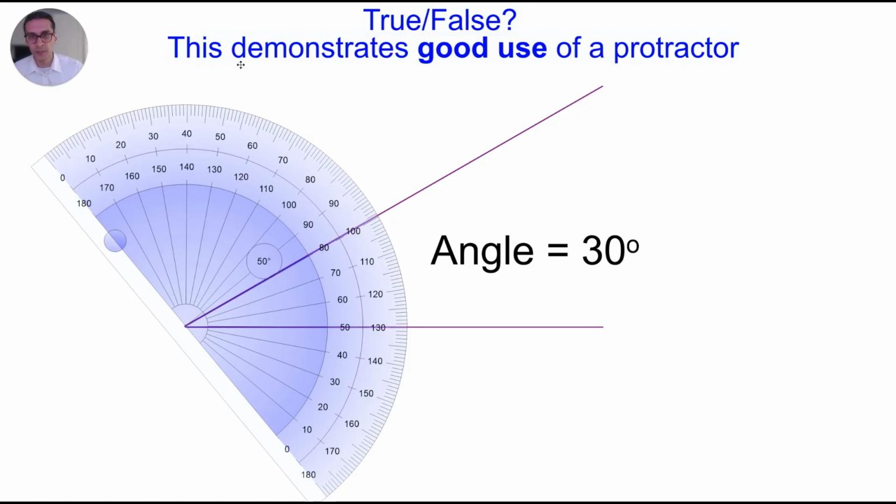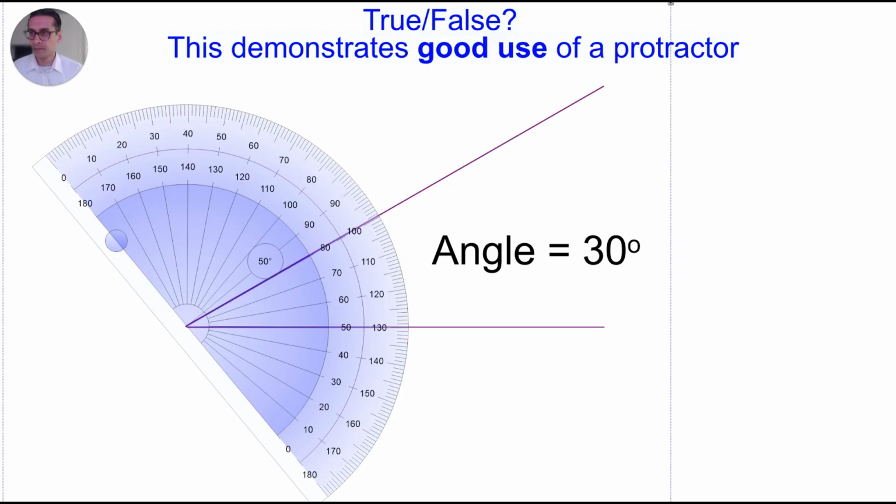Okay, next example. This demonstrates good use of a protractor. What do we think? We can see it's not lined up, so we're going to need to change this. You would line it up. However, the angle that's been measured is correct, so you can actually see it's going to be 10, 20, 30 degrees, or 130, take away 100. It's going to give you the same answer.